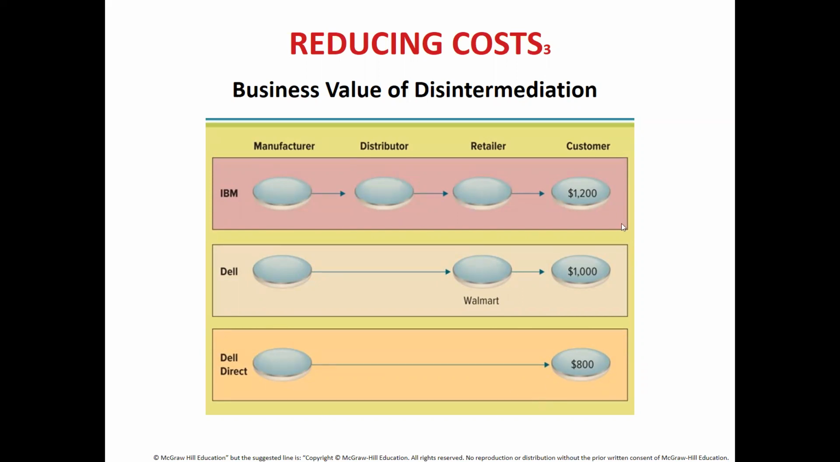So in that case, if you look at the price range, with the use of intermediation, the cost was $1,200. But without the intermediation, the cost is $800. So the customer ends up saving $400.